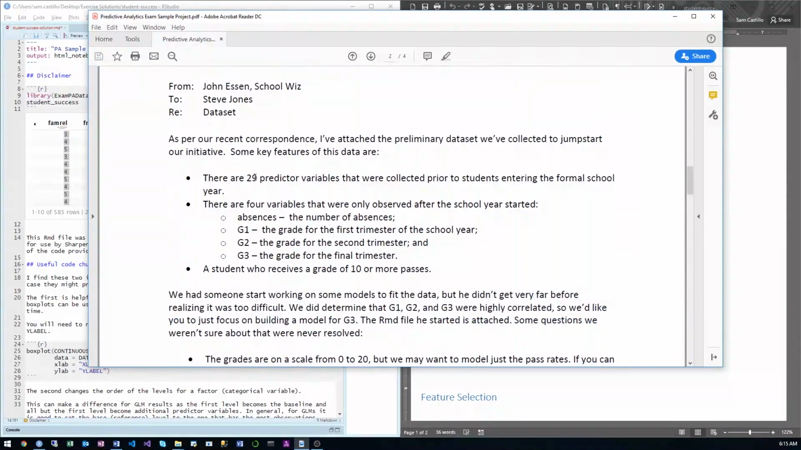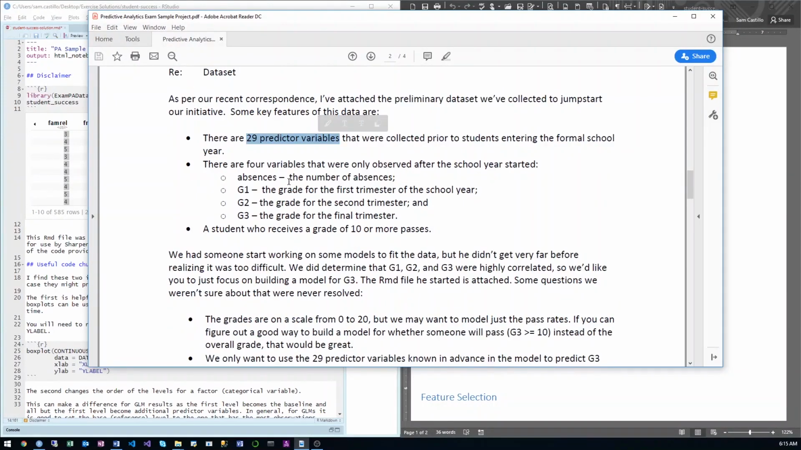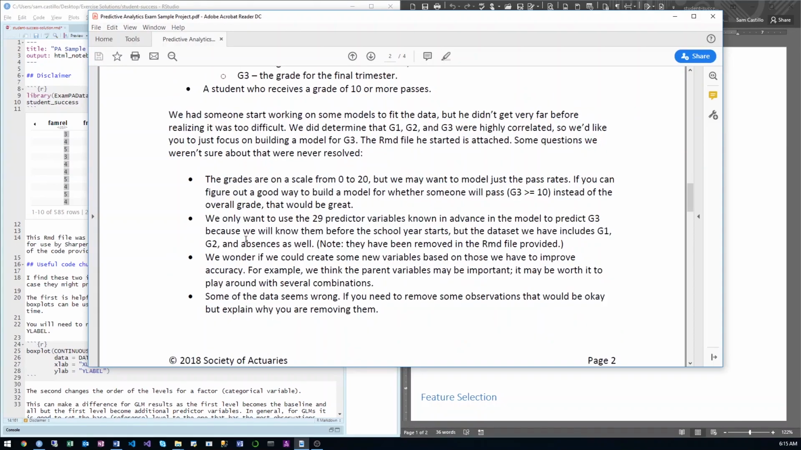And they say there are 29 predictor variables, which is quite a lot. There are 4 variables that are related to the target variable. The goal is going to be to predict whether or not a student passes their final trimester with a grade of at least 10. And they give us some specific questions about data transformations.